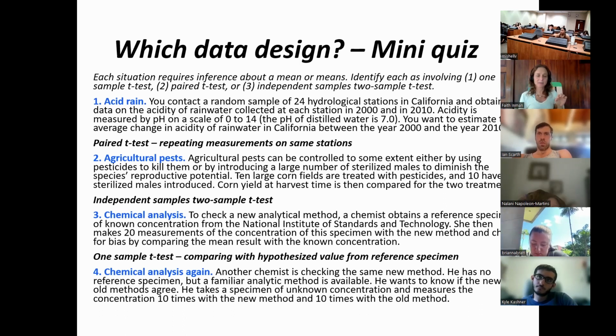He takes a specimen of unknown concentration and he measures the concentration 10 times with the new method and 10 times with the old method and compares those means. What kind of a t-test is that? One sample t-test, paired t-test, or independent samples two sample t-test?